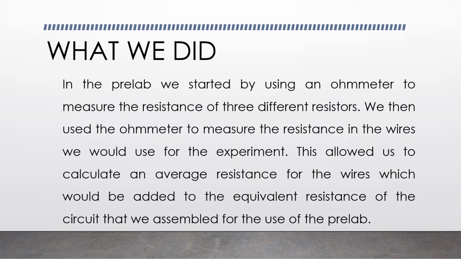So starting off in the pre-lab, we used a digital multimeter as an ohm meter to measure the resistance of the 3 resistors that we had, and then we used that ohm meter again to measure the resistance of any of the wires we were going to use for the experiment to find the average resistance, which could then be added to the equivalent resistance so that we had the most accurate measure possible whenever we were doing calculations with the circuit that we were going to assemble.